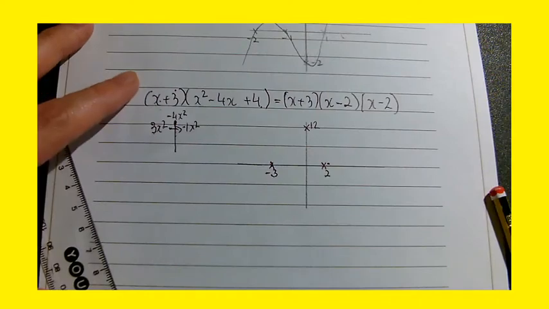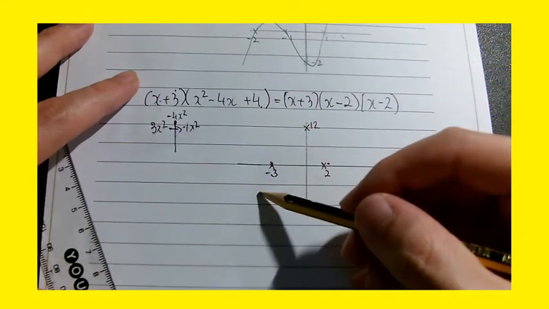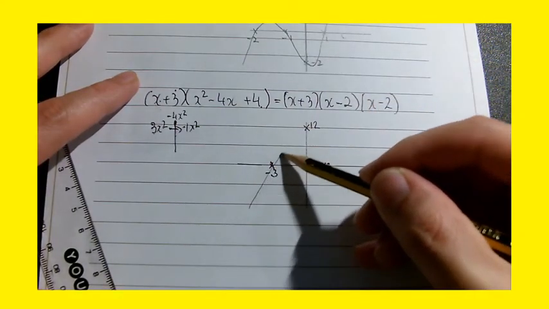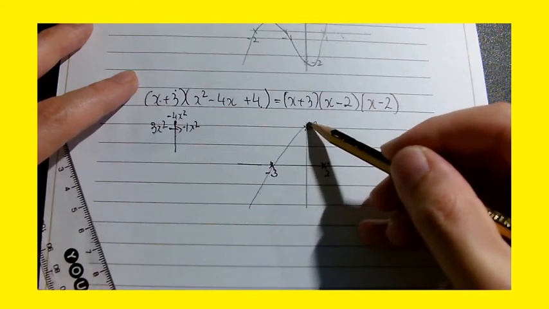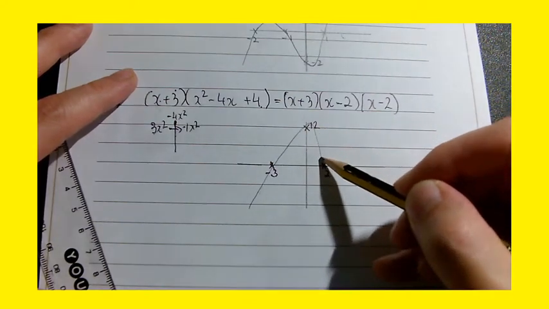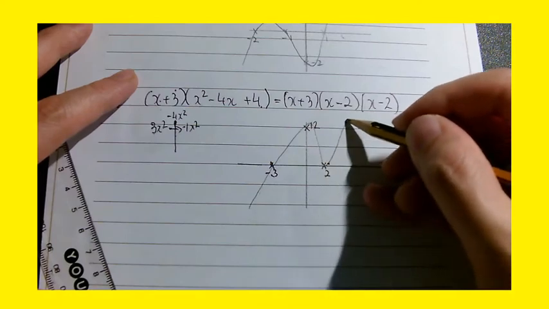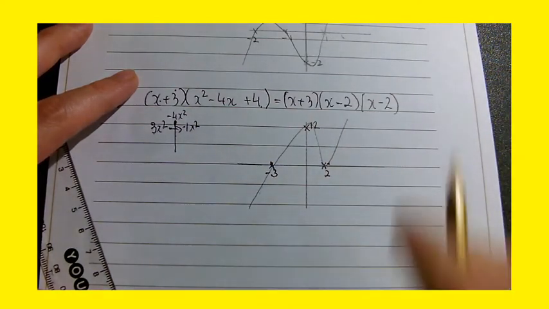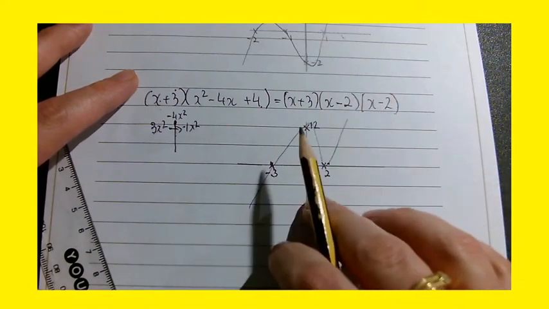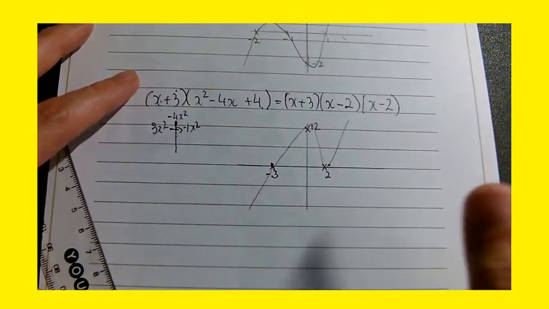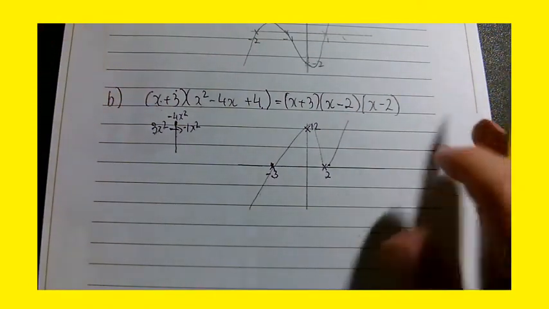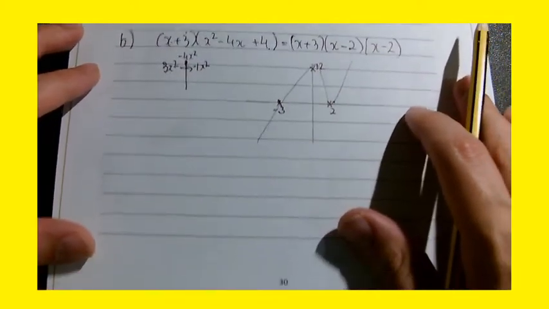Okay, again it's a positive cubic, but when it gets to 2, it's not going to cut through it, it's going to bounce from that because of this repeated root. Again, we've looked at this in pure 1 already, and that's what's going to happen there. Just be aware of that.